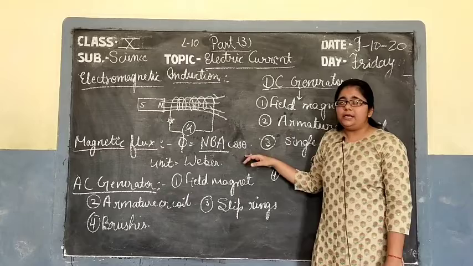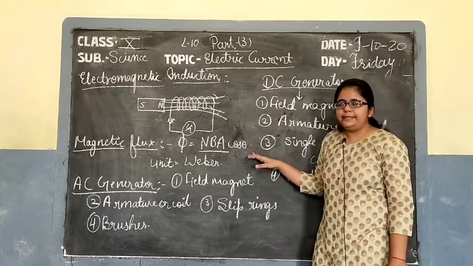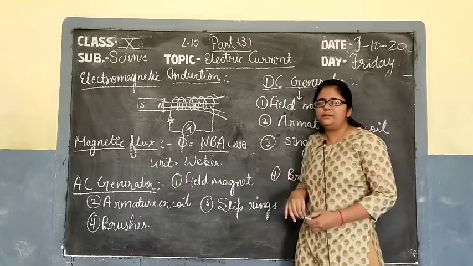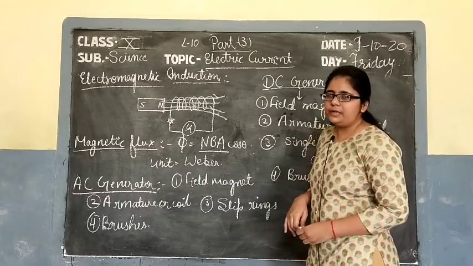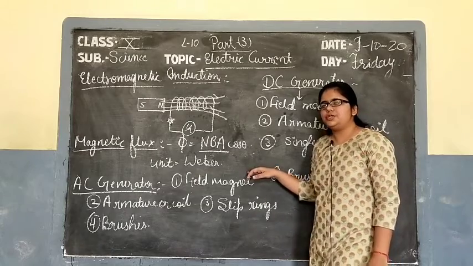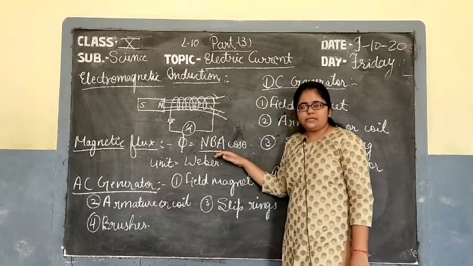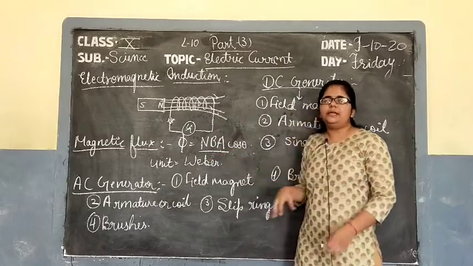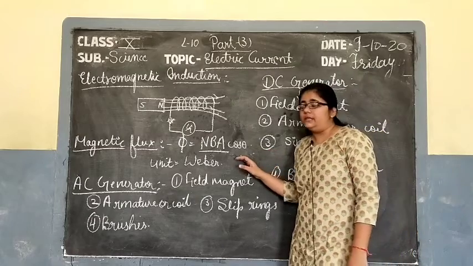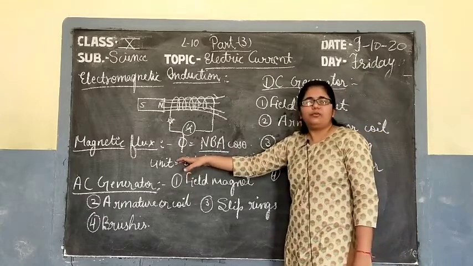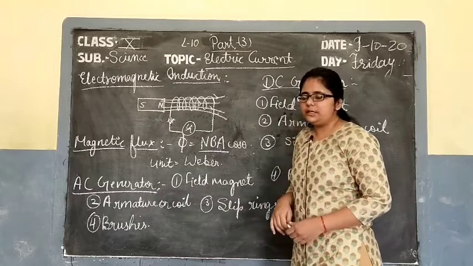If the angle between B and A is 90 degree, then the value of cos 90 is 0, so magnetic flux will be 0, and then change in magnetic flux will be 0 as well, so there will be no induction or production of current. But if the area of cross section and field lines are making an acute angle or the 0 degree angle, then there will be a specific value of flux, and then that change in flux will induce the current.